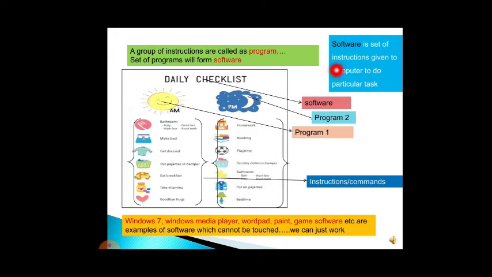We also get instructions in our daily life. Similarly, the computer also requires some instructions to do a particular task. One nice example I have given you, children, here: there is a daily checklist that I think everyone will do. This is AM in the morning and this is in the night. This daily checklist is nothing but a software. It has two programs basically. The first program is in the morning and the second program is in the evening or in the night.